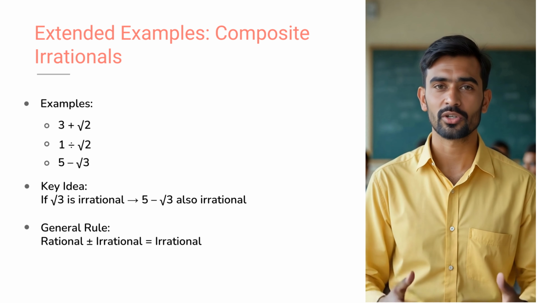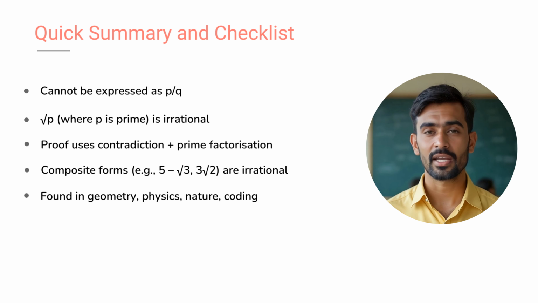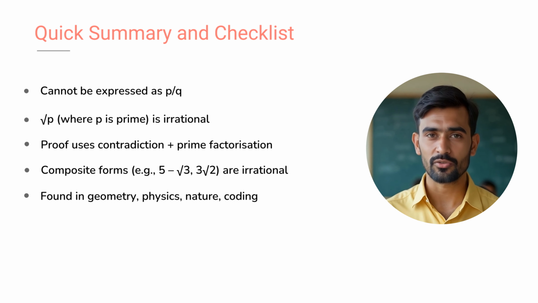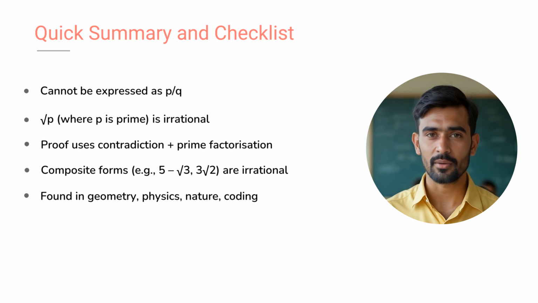The same logic works for numbers like 3 root 2 and 1 over root 2. Let's quickly recap what we've learned. Irrational numbers cannot be written as a ratio of integers. Square roots of prime numbers like square root of 2, square root of 3, square root of 5 are always irrational. We prove this using contradiction and prime factorization. Even combinations like 5 minus square root of 3 or 3 root 2 are irrational. Irrational numbers pop up in geometry, nature, and advanced math.